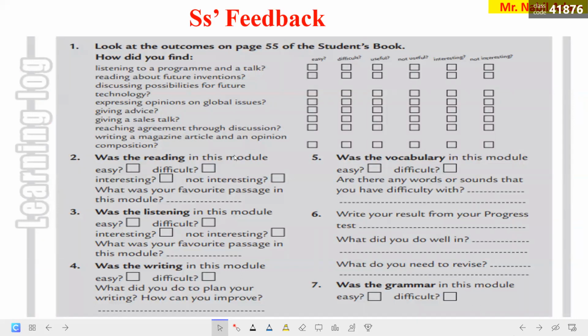Now you are going to give your feedback. Look at the outcomes on page 55 of the series book. How did you find listening to a program and talking? You have to give me your opinion. Was it easy or difficult, useful? So please do this survey and give me your point of view or your feedback.